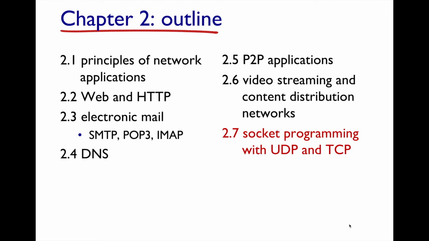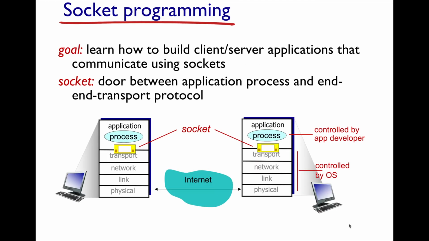Okay, so let's segue, and we're going to look and finish with this last aspect of the application layer, and it's how do you, as an application developer, write applications that make use of this infrastructure. And we're going to look at two different services, the reliable data transport service that an application would use, and the unreliable. And the abstraction is called a socket.